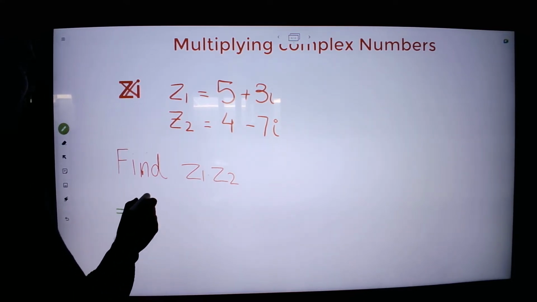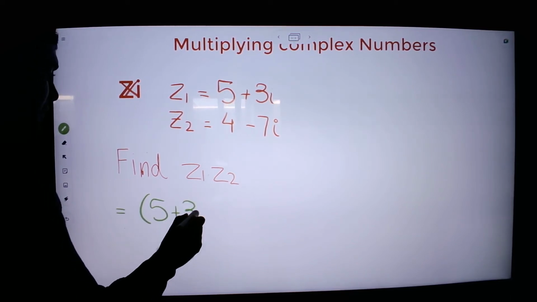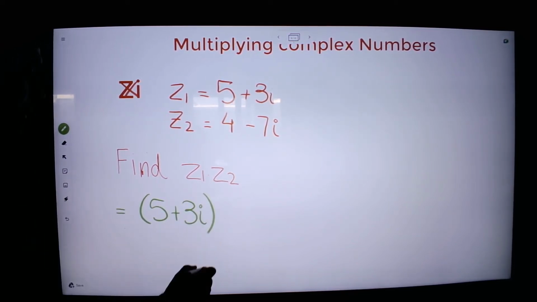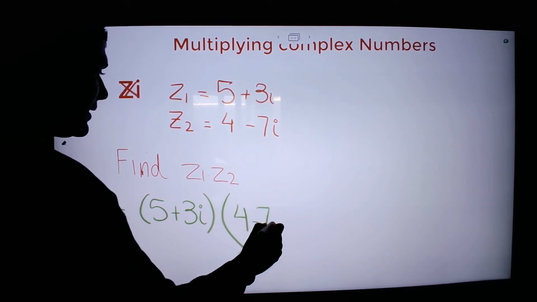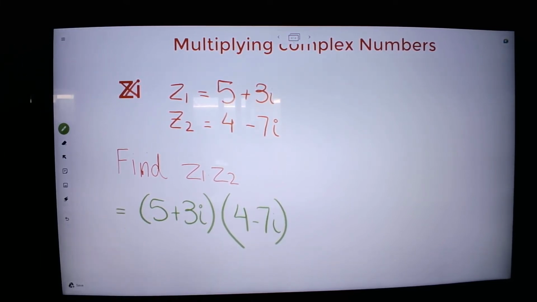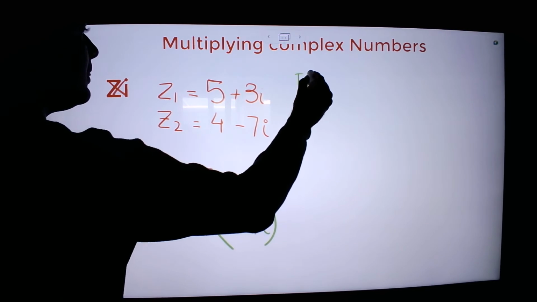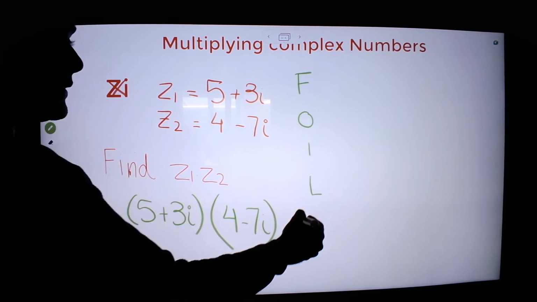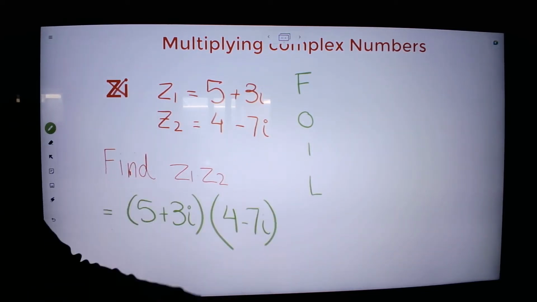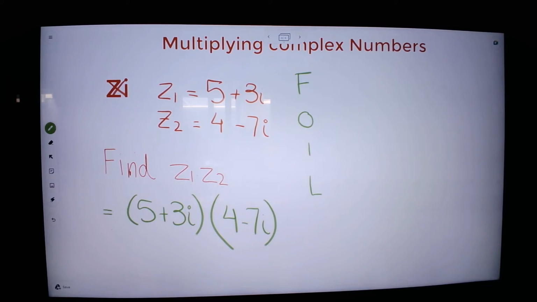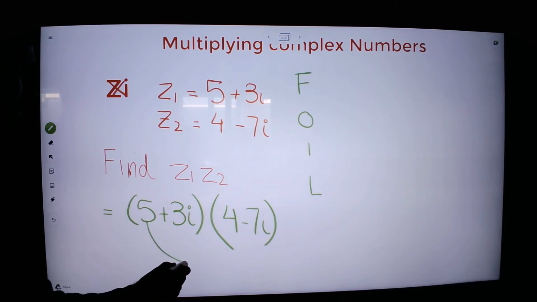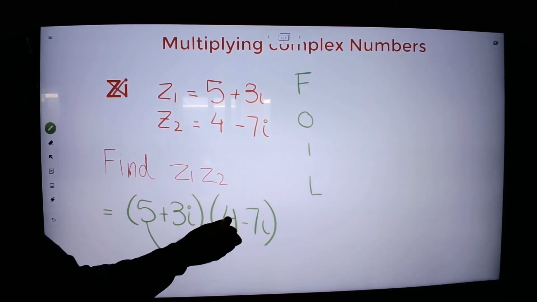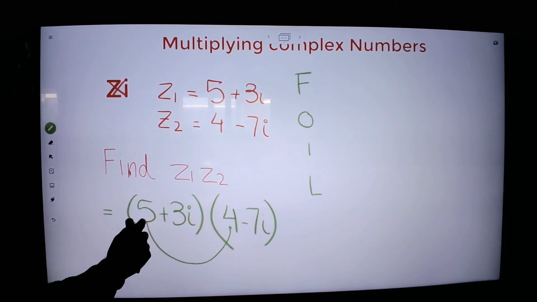So z1 is 5 plus 3i, and then z2 is 4 minus 7i. And then you multiply. There's a method called FOIL, F-O-I-L. First, outer, inner, last. That's called FOIL method. F is the first. So this is the first of the first bracket, and this is the first of the second bracket. You multiply them together.